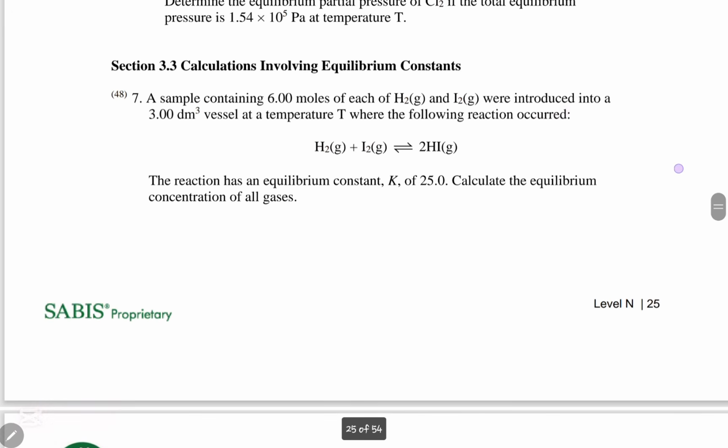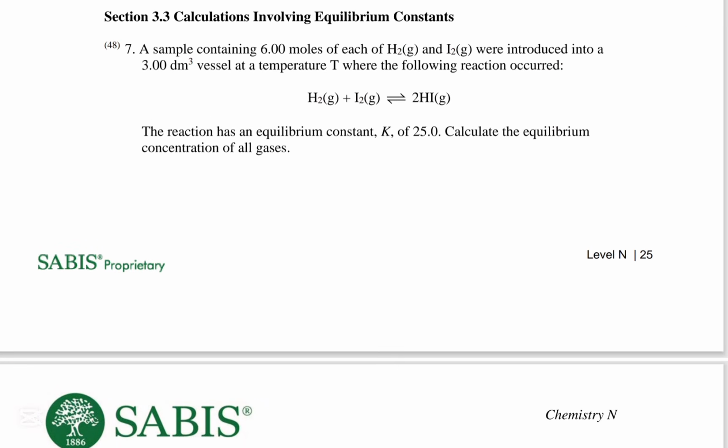Now we'll move on to question 7. What does it say? So question number 7, let's see what it says. A sample containing 6 moles, so this is the number of moles of each H2 gas and I2 gas, were introduced into a 3 decimeter cubed vessel. So what would my concentration be? It would be the number of moles divided by the volume, so 6 divided by 3, which is 2.00 molarity, okay? Now, at a temperature T where the following reaction occurred, the reaction has an equilibrium constant K of 25. Calculate the equilibrium concentration of all gases.